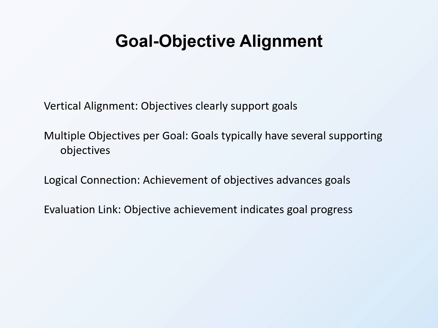Logical connection means achievement of objectives should advance goals. If you accomplish all objectives but make no progress on goals, the alignment is broken.